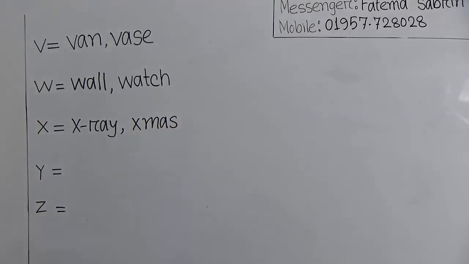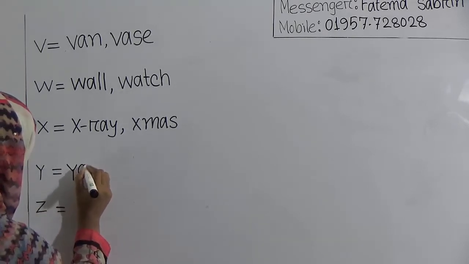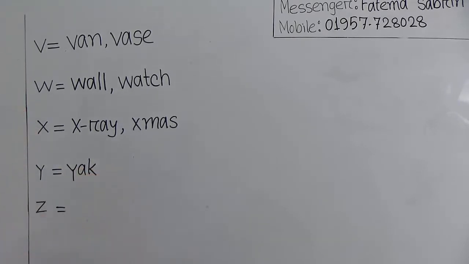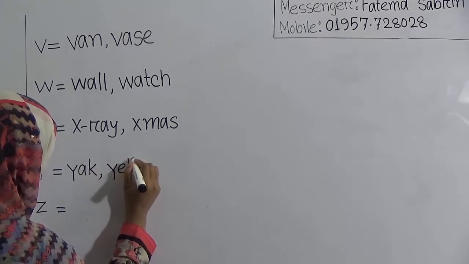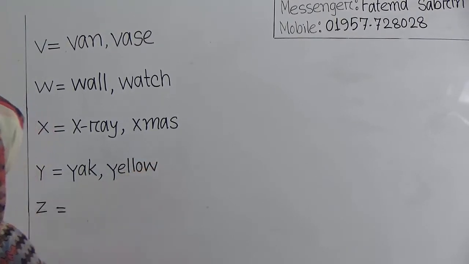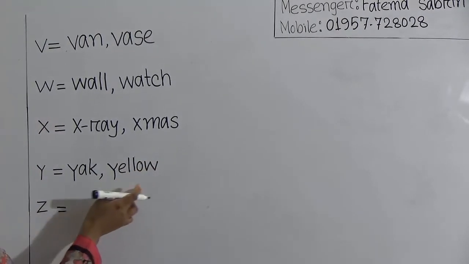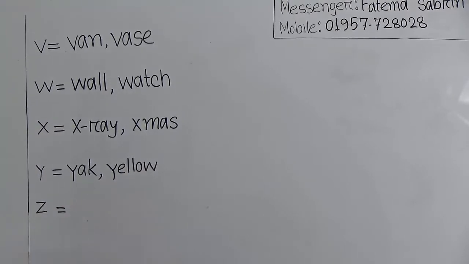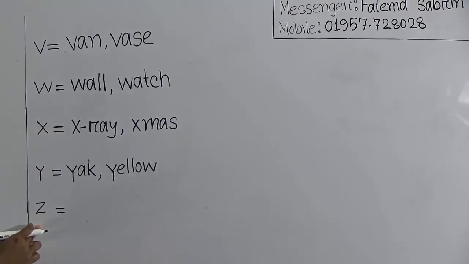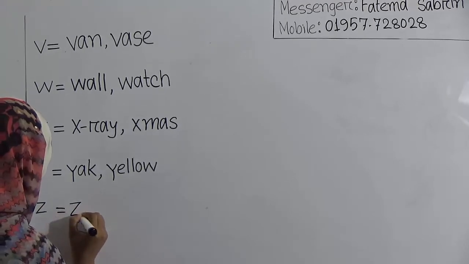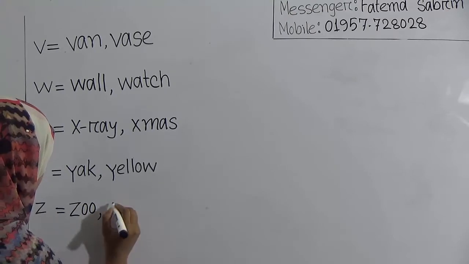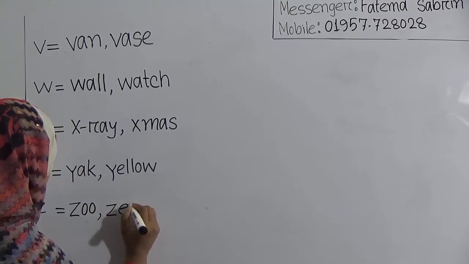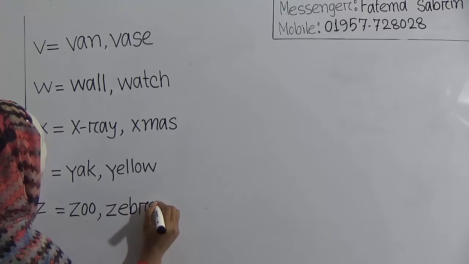X for Xmas. Y for yak. Y A K. Yak. And Y for yellow. Y E double L O W. Y for yak and Y for yellow. Now at last we will write with the letter Z. Z for zoo. Z double O. Zoo. And Z for zebra. Z E B R A.